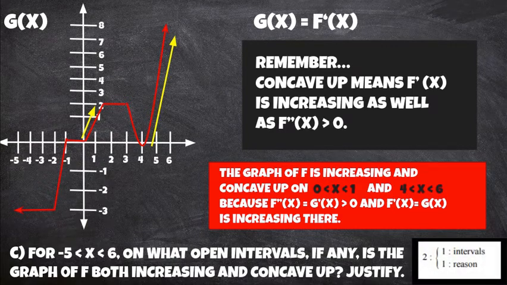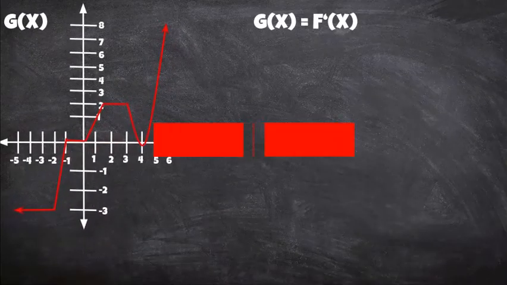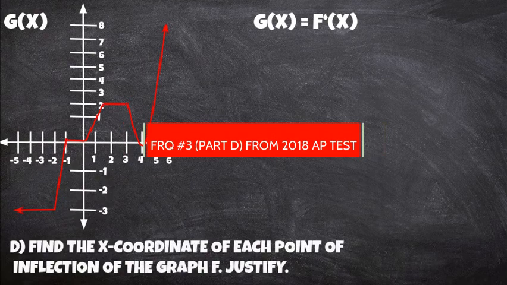On the bottom, I included the rubric from this part of the question from the actual AP test, and if you only wrote the black in the red box, you would only get one point out of this 2-part question. So make sure you justify when it says justify. It's very important.